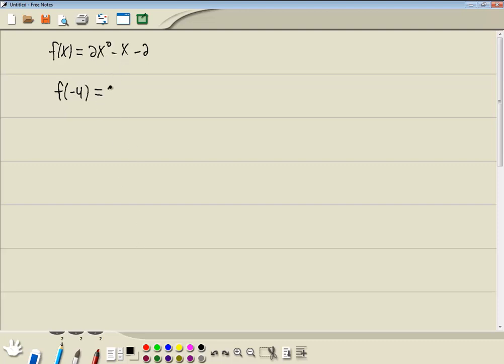We go through and replace all of our x's with sets of parentheses. Everything else remains exactly the same: the 2 here, the squared, the minus 2 at the end. We just replace x's with parentheses. Now, whatever's inside this parentheses is automatically put here and here. So put negative 4 there and negative 4 there.